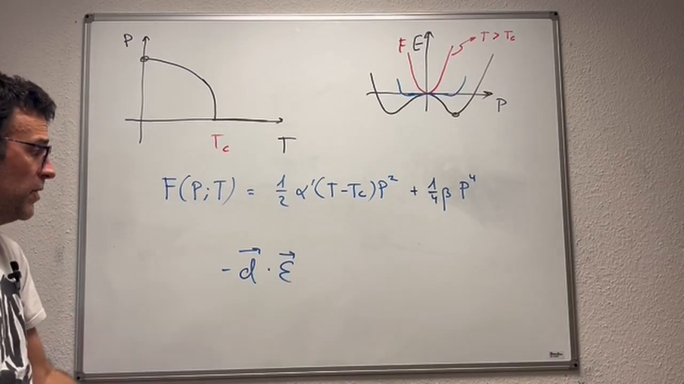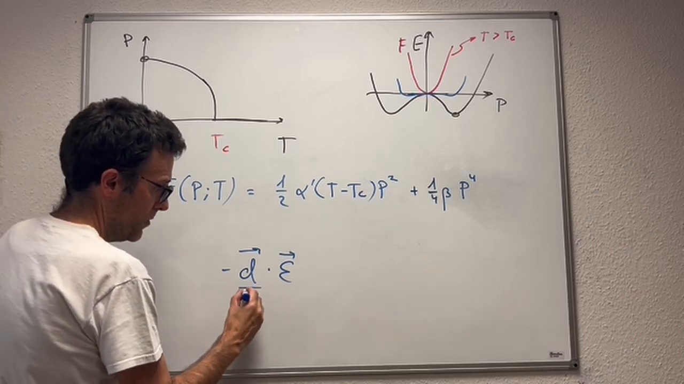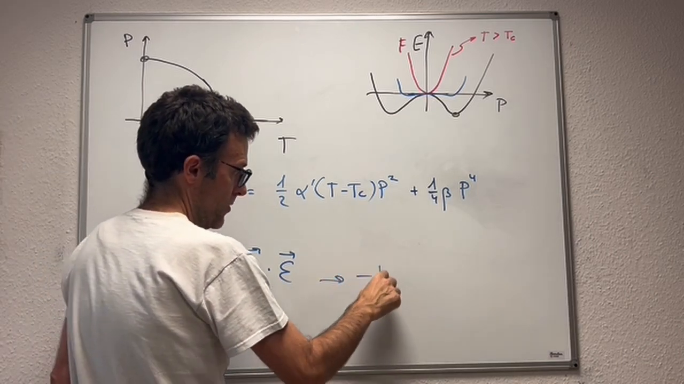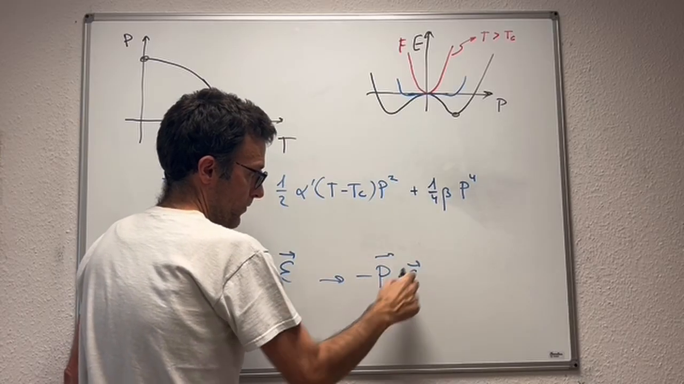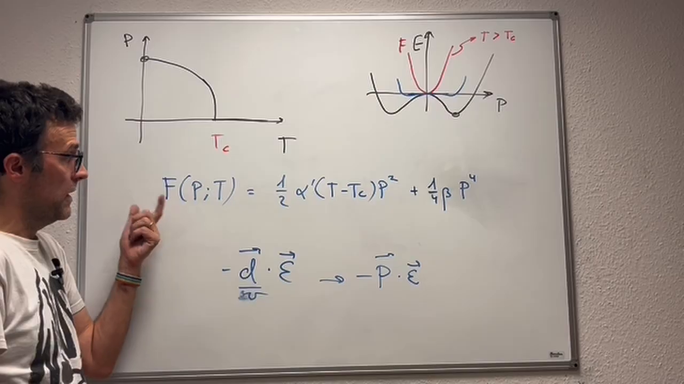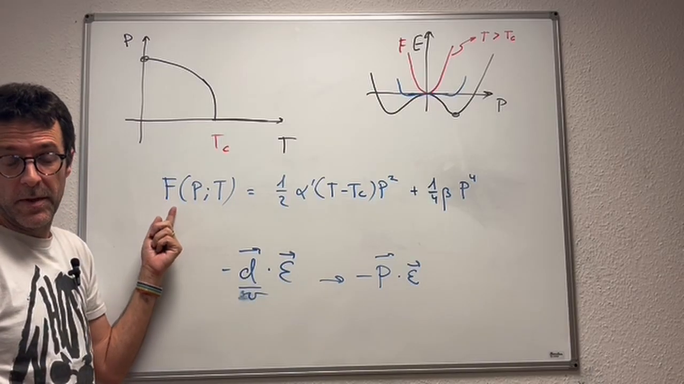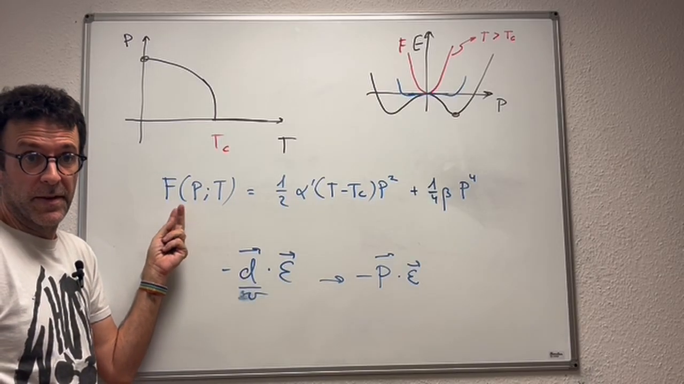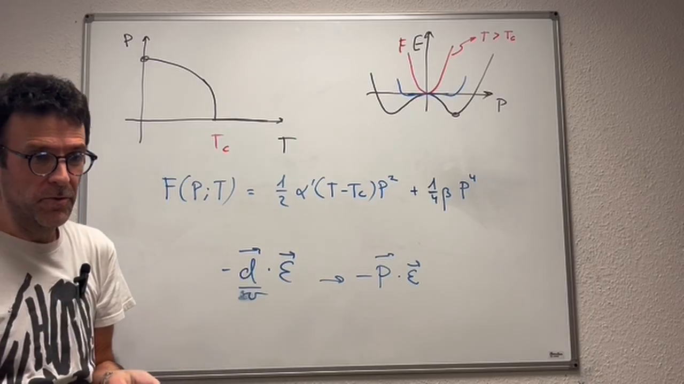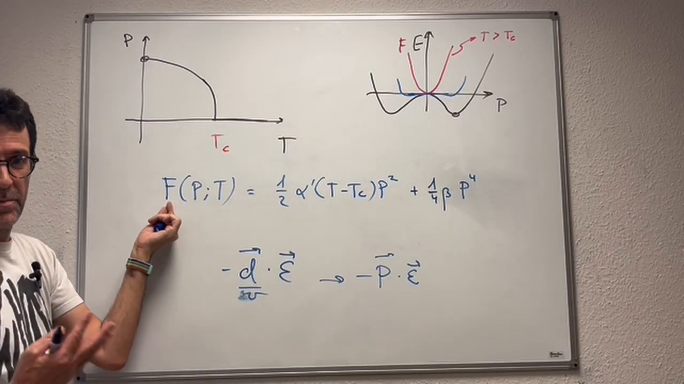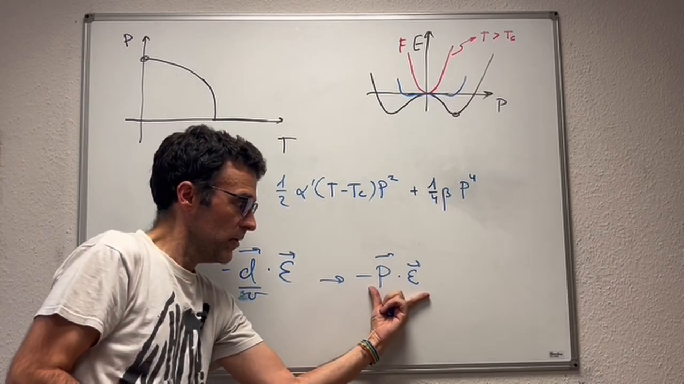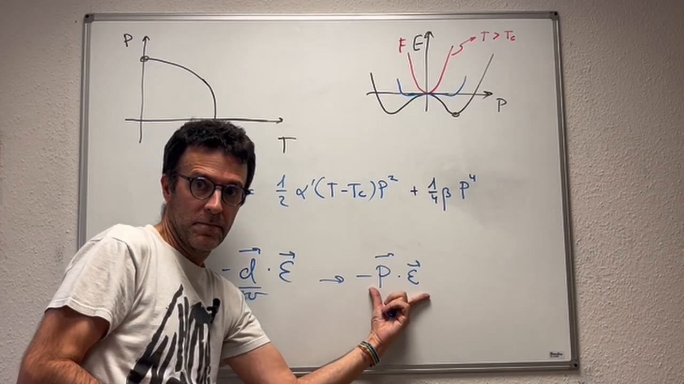When we have polarization, it's essentially the same. We divide by the volume, and this transforms into minus P times E. Something I haven't emphasized, but I have to say now, is that this energy will typically be an energy density, a free energy density. So this quantity will typically have, in most treatments that you are going to find out there, units of energy per unit volume. And this thing here also has units of energy per unit volume.